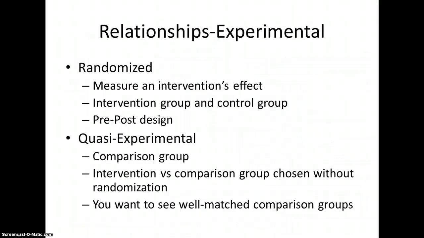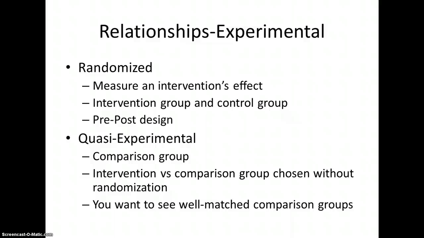So when we talk about relationship in relational studies, you basically have your experimentals, and there's two types really, the randomized and the quasi-experimental. In the randomized, you're trying to measure the intervention effect. So you're going to have your intervention group, your control group. You can compare them, or you're looking for a relationship between them. Usually it's a pre or a post design, or something happens. So randomized is the best way.